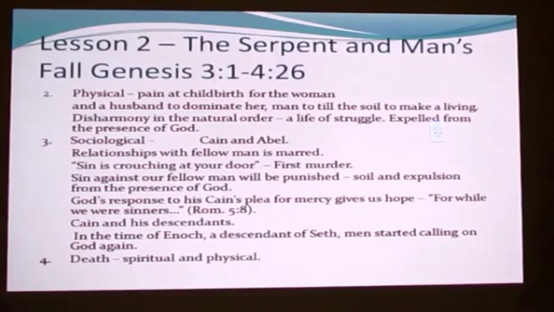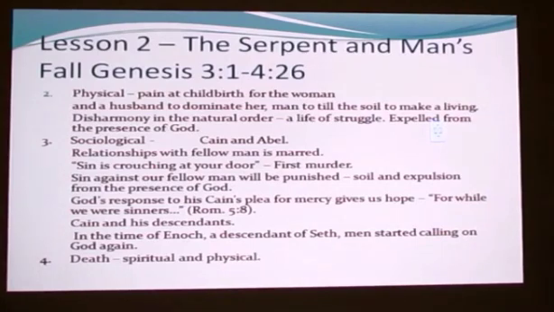And here, early on, we see a man crying out to God for mercy. And God says, yes, I will show you mercy. And he marks him so that nobody else may touch him. And also gives a warning that if anybody touches him, they will suffer sevenfold. Then we have Cain and his descendants.